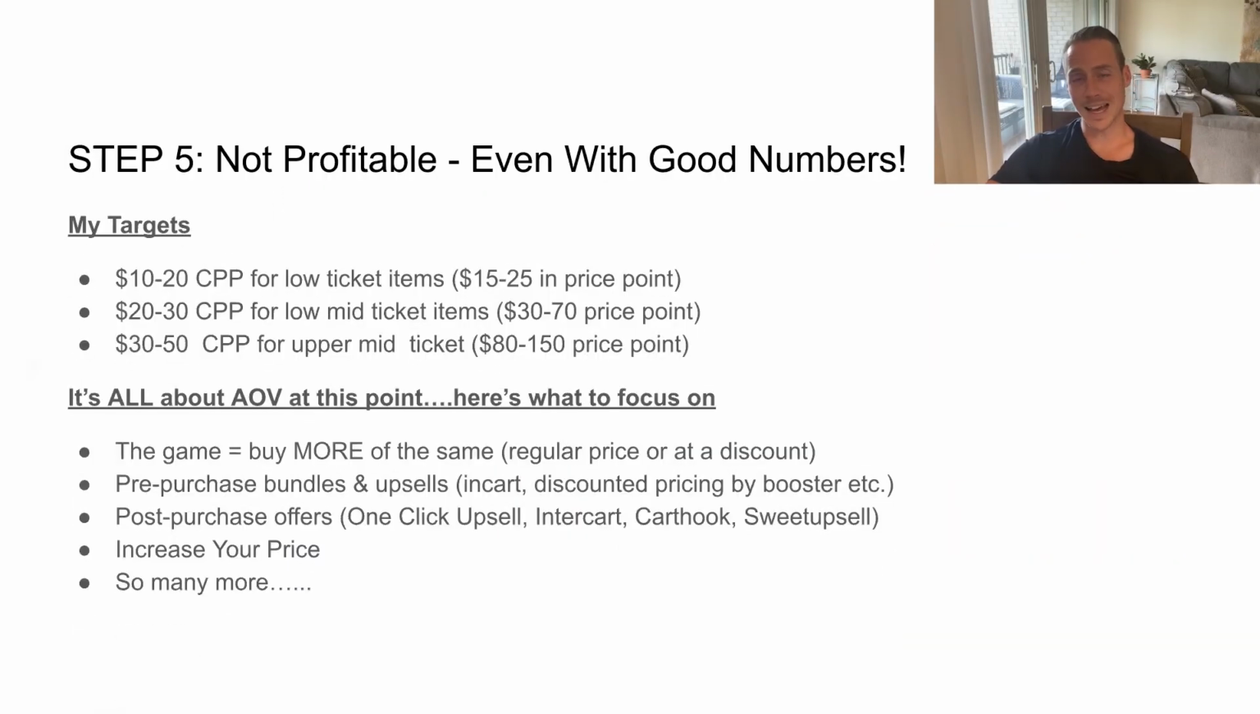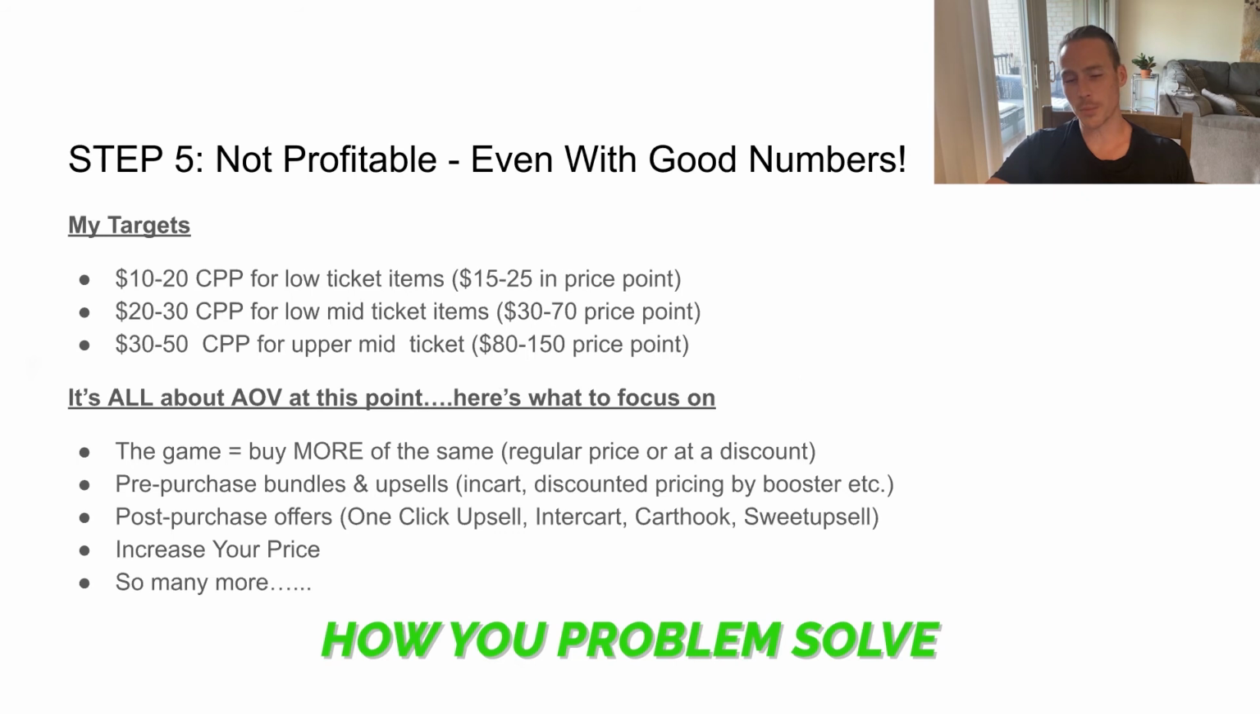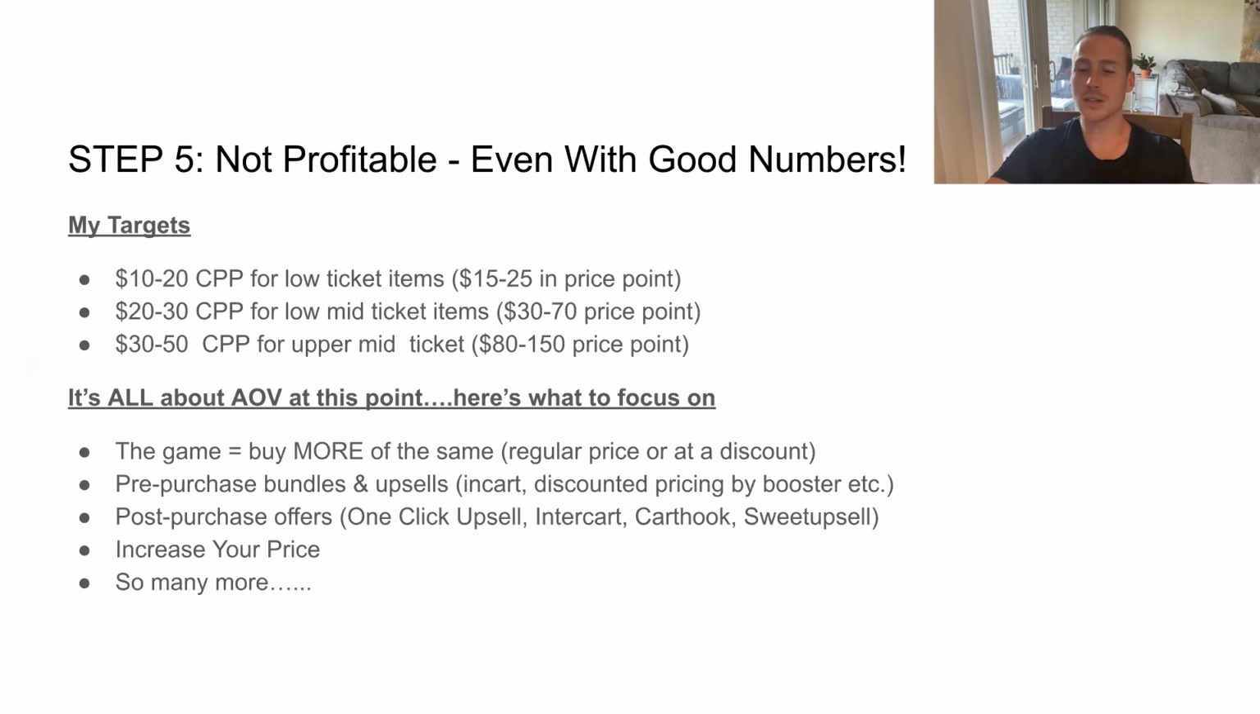So let's talk about this last, right? Sometimes you will be hitting the $10 to $20 cost per purchase range with a $15 item you sell for $20 with shipping, right? But you're losing money. So how do you problem solve this as an example? Real simple. Get the person to buy 2 or 3 of the same item.